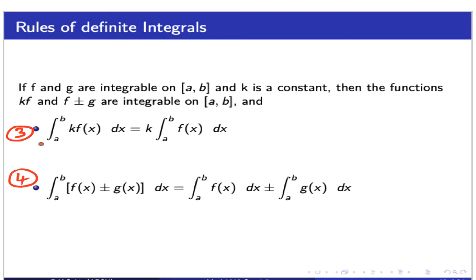So property number 3 says the integral from a to b of k times f(x) dx is the same as you can take the k outside and then take the integral from a to b of f(x) dx. Now property number 4 says if you're taking the integral from a to b of the sum or the difference of the functions f(x) and g(x), it is the same as separately taking these integrals, a to b of f(x) dx and a to b of g(x) dx, and then adding or subtracting their final answers. So keeping these two, we're going to look at some examples.